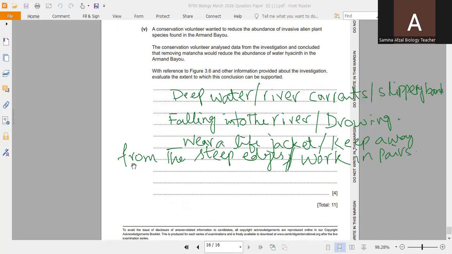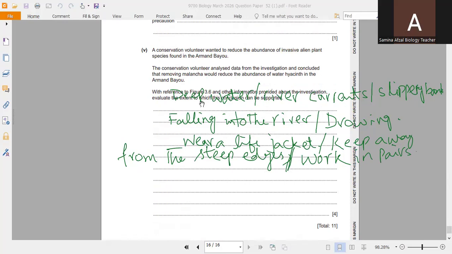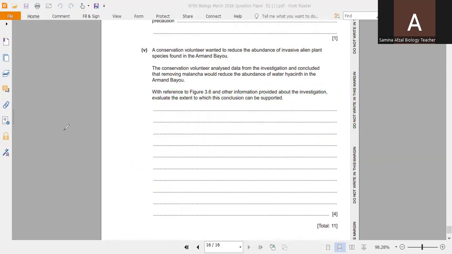Now the last part of this question: a conservation volunteer wanted to reduce the abundance of invasive alien plant species found in the Almond Bayou. The conservation volunteer analyzed data from the investigation and concluded that removing Melaleuca would reduce the abundance of water hyacinth in Almond Bayou. With reference to figure 3.6 and other information provided about the investigation, evaluate the extent to which this conclusion can be supported.